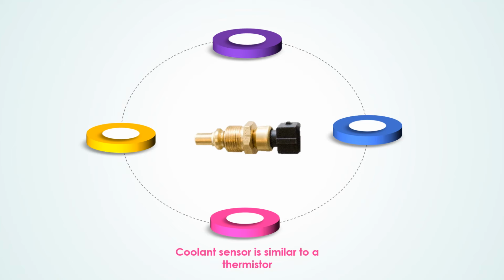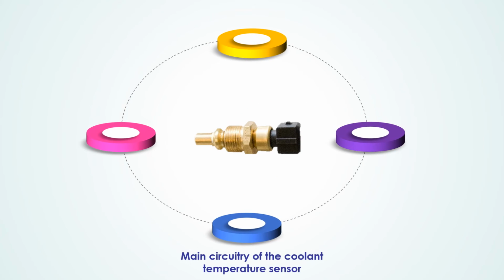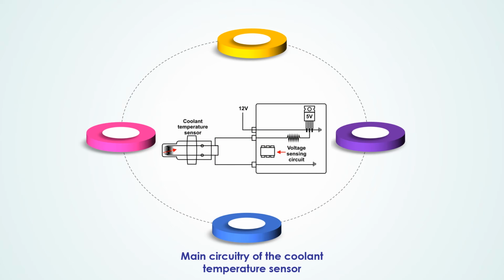The next figure illustrates the main circuitry of the coolant temperature sensor. With a coolant temperature sensor, the fuel sensor is located in a coolant passage that sits before a thermostat and is connected to the engine control and monitoring unit.